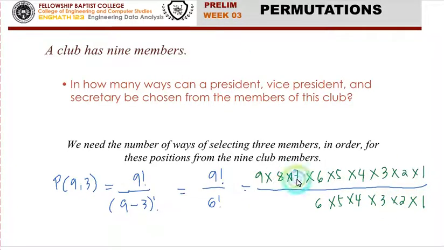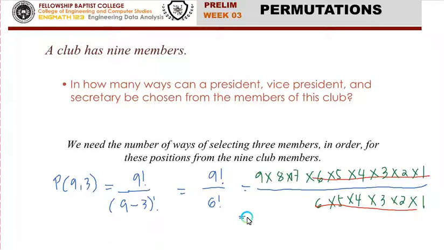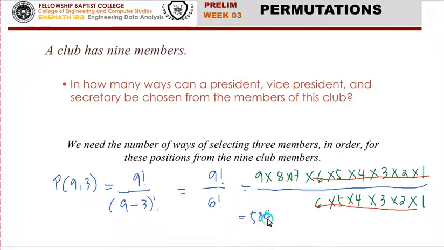So since parehas, so cancel to ni. Ang mabilin sa aton is the answer. Ang aton answer is 9 times 8 times 7. So pila na ang 9 times 8 times 7? 9 times 8 times 7 is 504. So this is 504 ang aton nga answer.